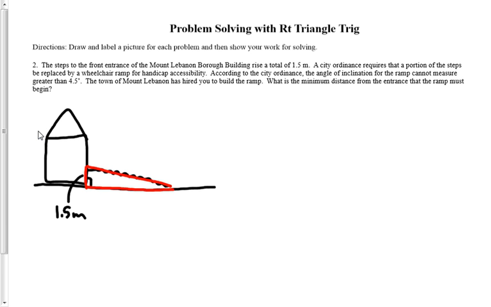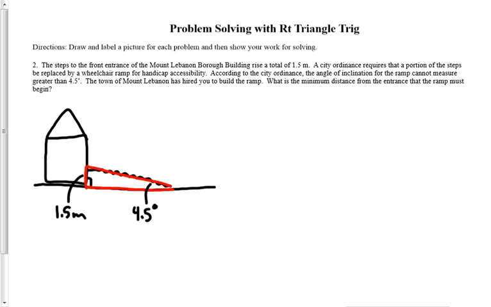According to the city ordinance, the angle of inclination for the ramp cannot measure greater than 4.5 degrees. All right, so the angle of inclination would occur down here, it would be this angle. And it cannot be any bigger than 4.5 degrees. Obviously, that's a very small angle because we want a nice small slant of the ramp so that people could wheelchair their way up. It says the town of Mount Lebanon has hired you to build the ramp. What is the minimum distance from the entrance to the ramp where the ramp must begin?